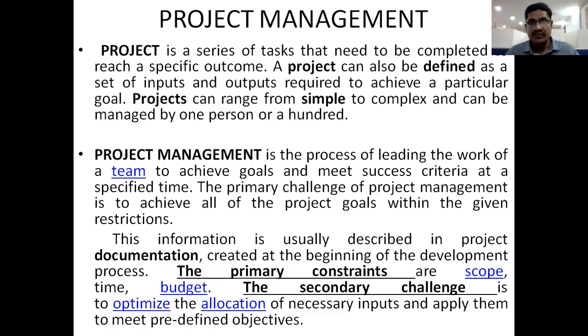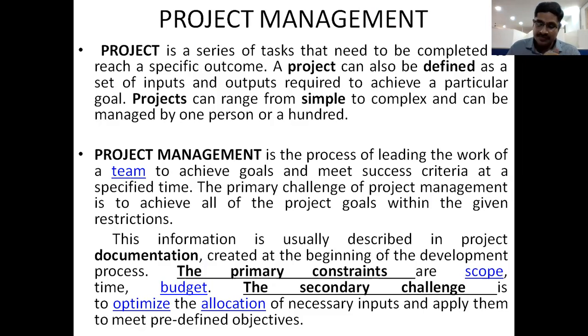A project can be defined as a set of inputs and outputs required to achieve a particular goal. A project can range from simple to complex. It can be managed by one person or hundreds of persons. It is purely dependent upon the company capacity. So simply, a project means a set of tasks.